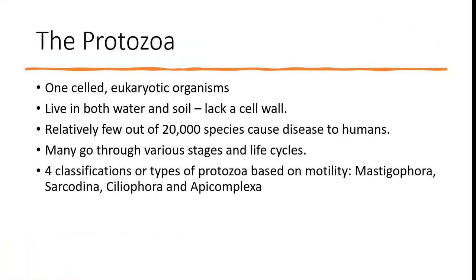Okay, moving from our algae, now let's move to our animal-like Protista. In this group, these are going to be animal-like because they are classified by their ability to move. So there's 4 basic groups based on motility: the Mastigophora, the Sarcodina, the Scylophora, and the Apicomplexa. Now, the one thing about the protozoa is they have very complex life cycles where they go through various stages.